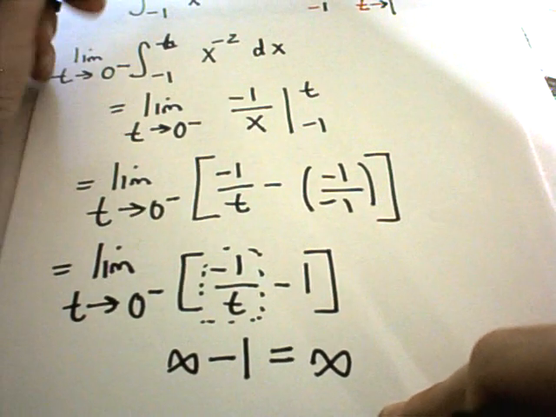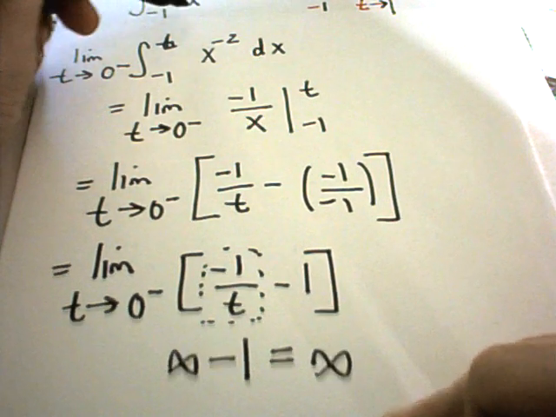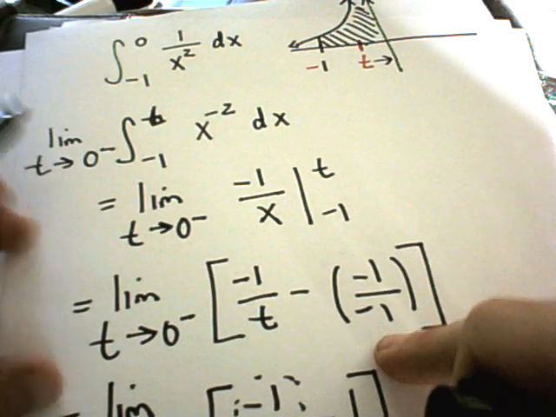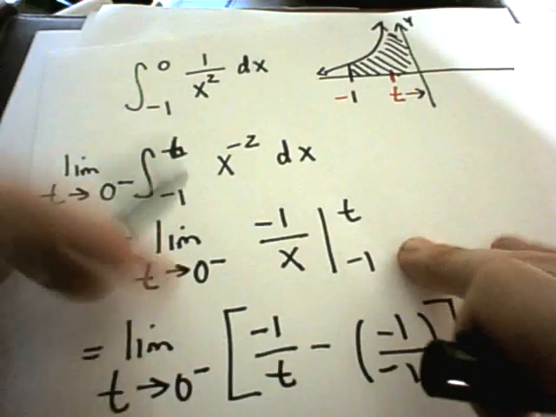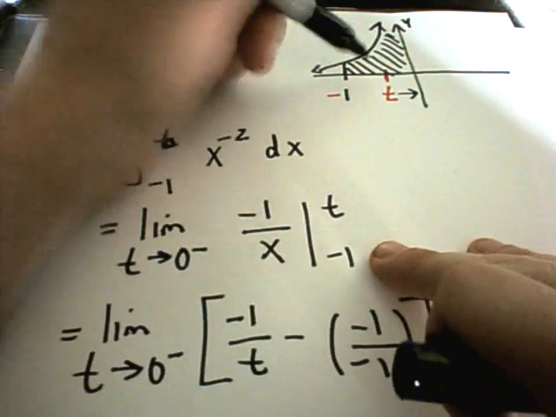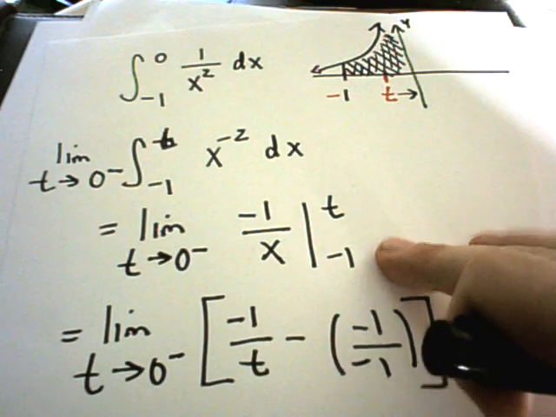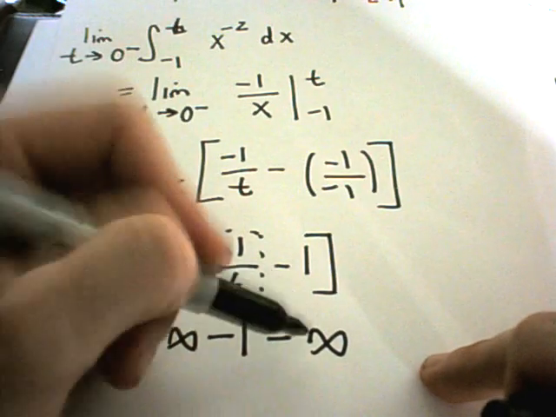So notice we did a pretty similar example. In another video we looked at 1 over x squared from 1 to infinity, and we got a finite number. In this case we're doing from negative 1 to 0, and it turns out somehow this area just to the left of the y-axis is just a bit too big, and when we integrate it we get infinity out.